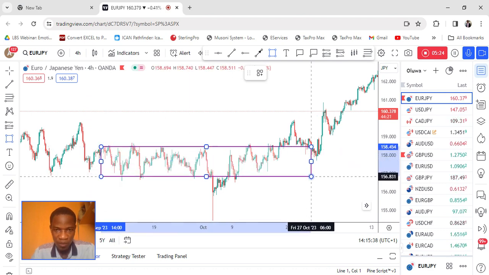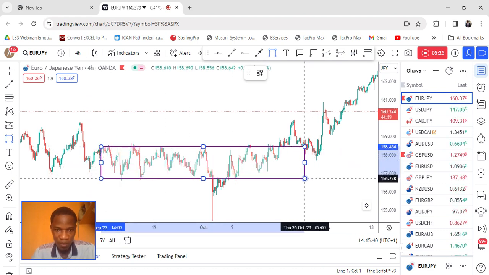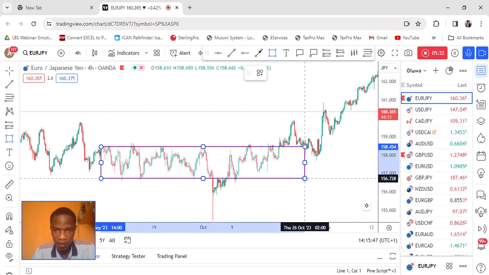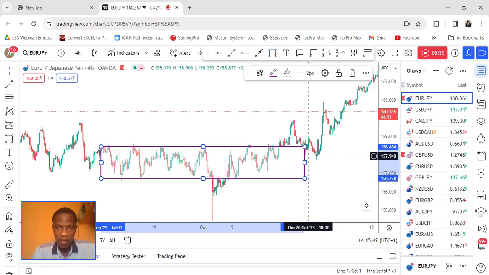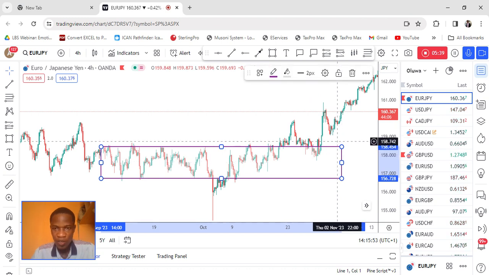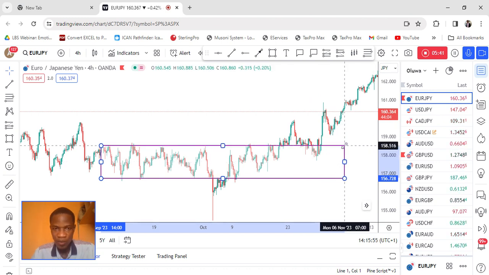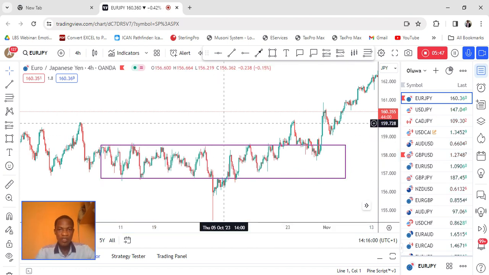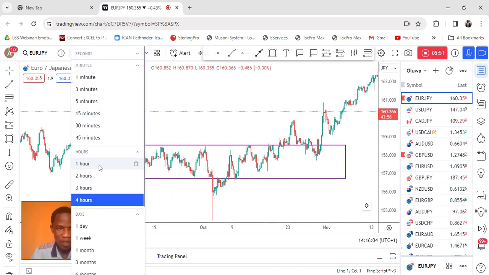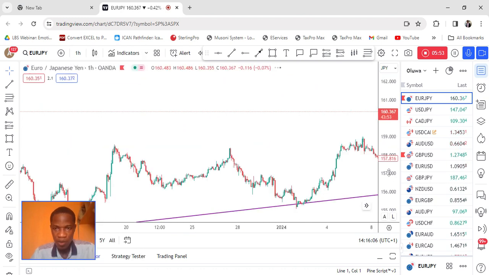This is a build up. This is a build up. Good. So for this particular chart, let me go to 1 hour so that we see it clearly on the 1 hour candlestick.